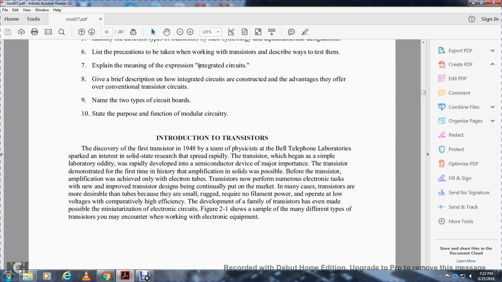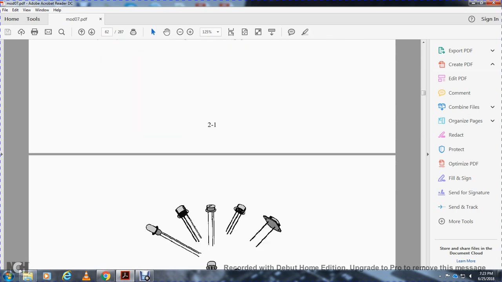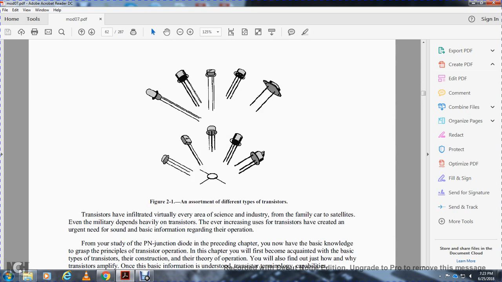In many cases, transistors are more desirable than tubes because they are small, rugged, and require no filament power, and they operate at low voltage with comparatively high efficiency. The development of the family of transistors has even made possible the miniaturization of electronic circuits. Figure 2.1 shows a sample of the many different types of transistors you may encounter when working with electronic equipment. An assortment of different types of transistors.